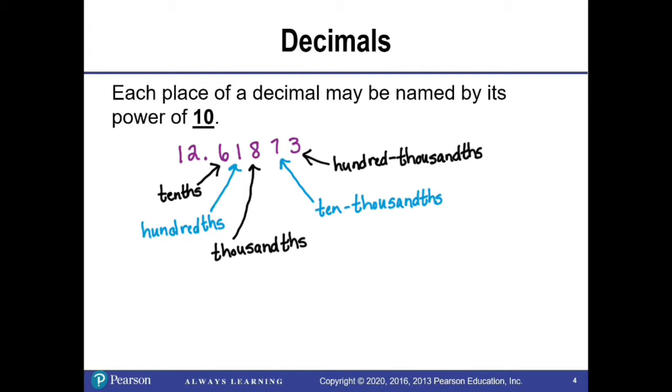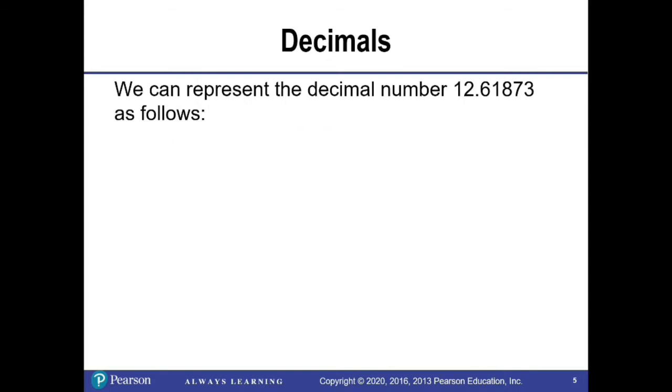Now we think about our decimal with powers of 10. So again, let's consider this same number, 12.61873. Our 2 is in the ones place, or 10 to the 0. The 1 is in the tens place, or 10 to the first power. And if we keep on moving left in our places, our powers of 10 increase by 1. When we move to the right of the decimal place, we now have fractions.